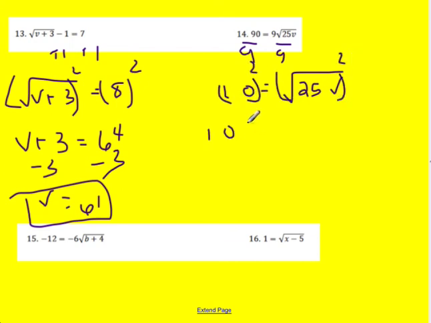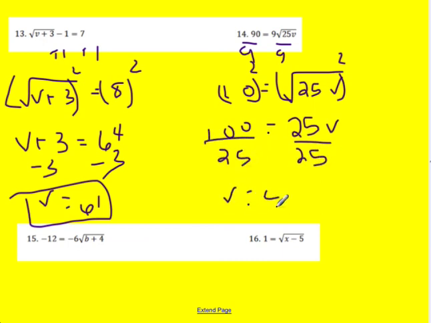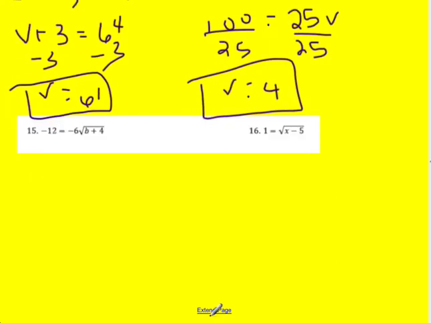Well, 10 squared is 100, and the square root of 25v squared is just going to be 25v. Divide both sides by 25, and then you're going to get that v is equal to 4. So that's your final answer for number 14. Let's take a look at number 15.